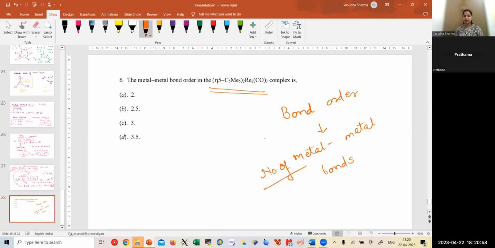And for that matter, you can consider that both the metals, the rhenium, are making an 18 valence electron complex. So now you need to find out what would be the total number of valence electrons. Just let me know the answer. That would be great. Then we will solve it.